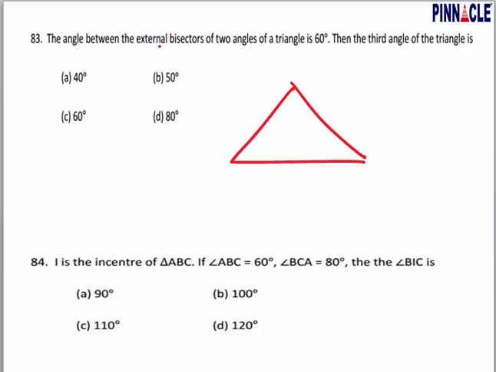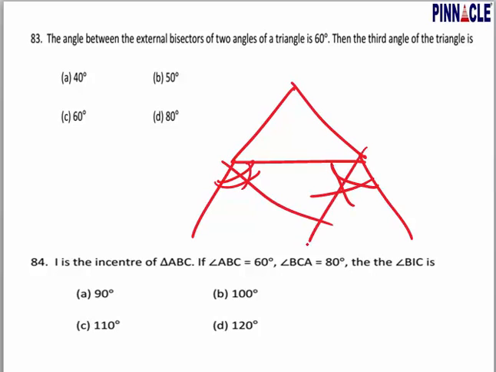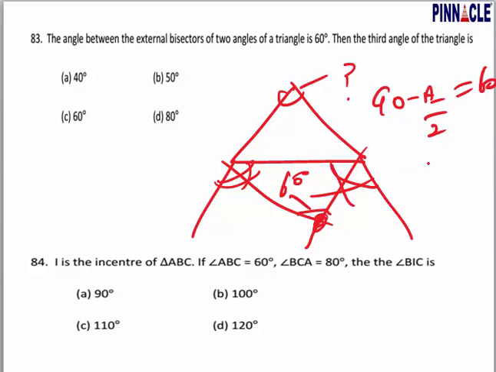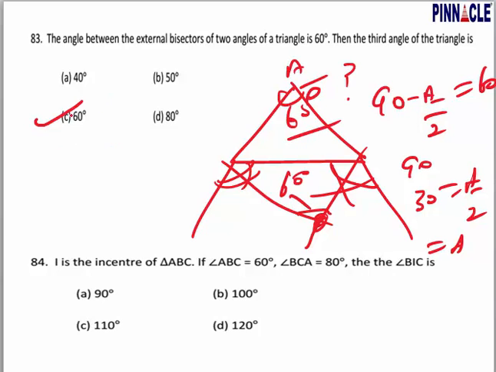The angle between the external bisectors of two angles. These are the external bisectors, and this angle is 60 degrees. Then what is the third angle of the triangle, this angle? Now the property is 90 minus A by 2 is equal to 60. It means 90 minus 60, 30, is equal to A by 2. A is equal to 60. This is A, and it will be equal to 60. C would be the answer.